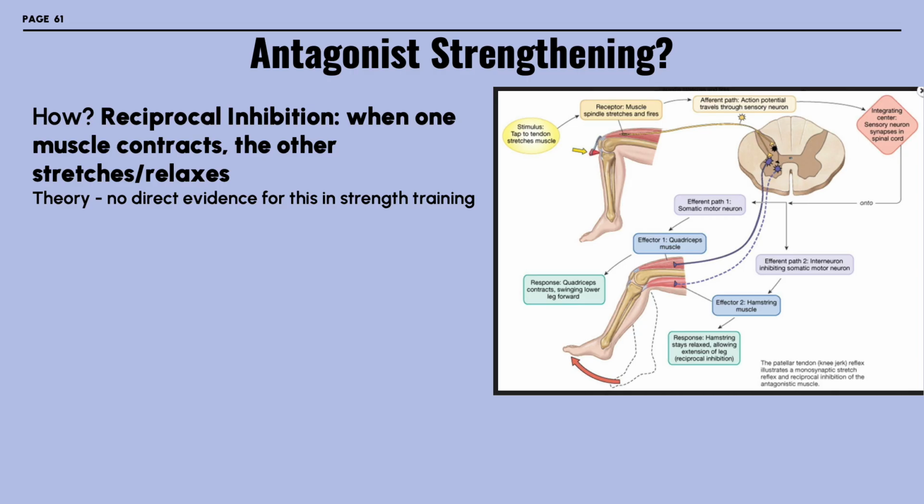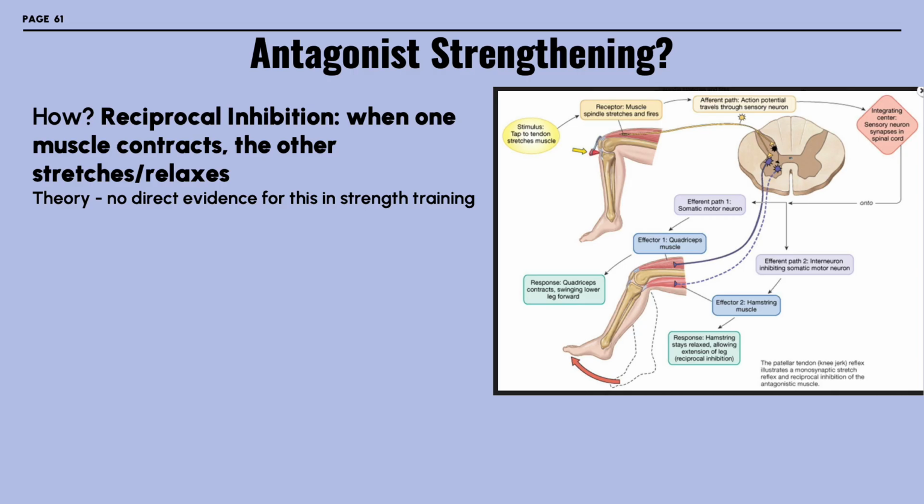Now, some physical therapists like to strengthen the antagonist just to decrease the spasticity of the agonist. And this is thought to help via reciprocal inhibition. So like we said, when one muscle contracts, the other stretches and relaxes. This is just used in theory. There is no direct evidence that I have found via PubMed for decreases in MAS or any other ways to measure spasticity.